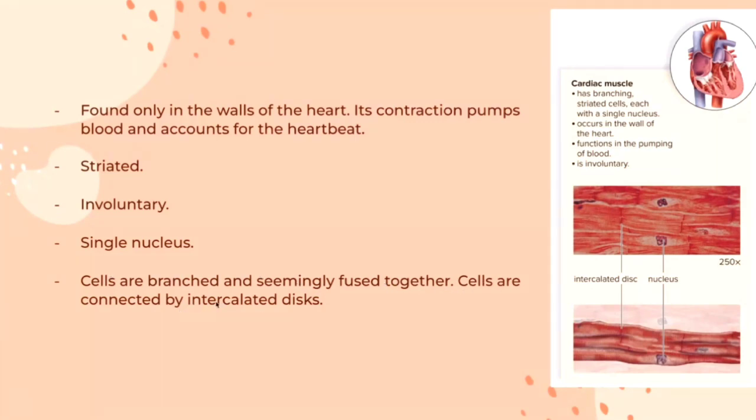And the cells are connected by the intercalated discs. As we can see, they look like intercalated discs that are stuck to one another. And they have, again, one nucleus. These are the intercalated discs which connect them to one another. And yes, it's involuntary, again, as I said, because we cannot control the heartbeat or the pumping of the blood.